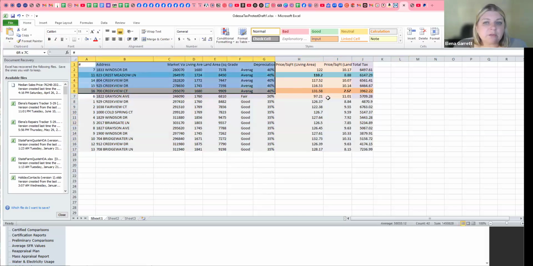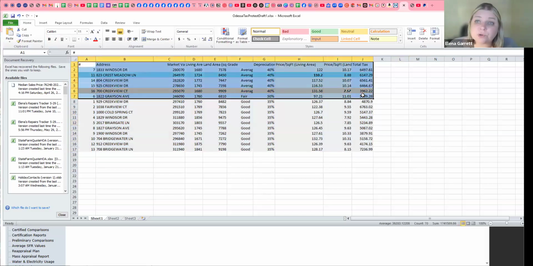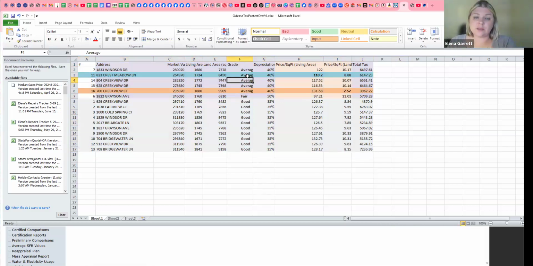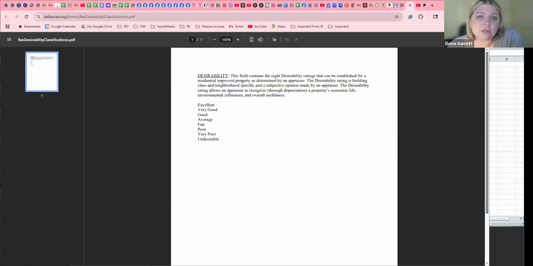So I would just print out this table right here and have it with me when I go to the ARB board. But that's not the end of our argument. This is just the beginning. And we're saying, okay, so you are stating that my rating is average. My desirability is average. By the way, if you need to know what those desirability ratings are, there are actually definitions on their website right here.